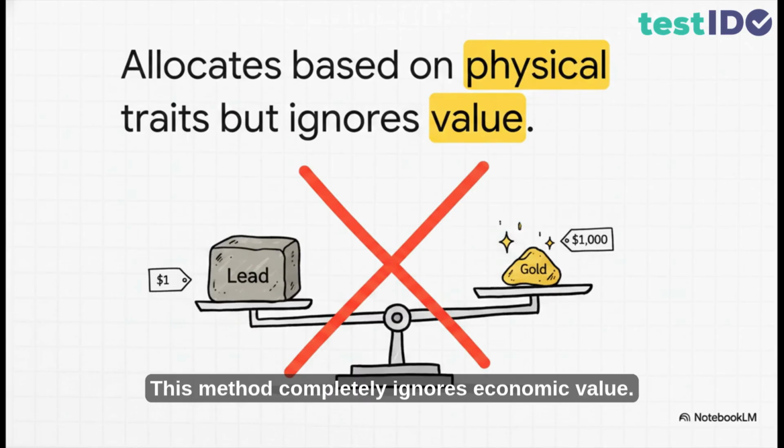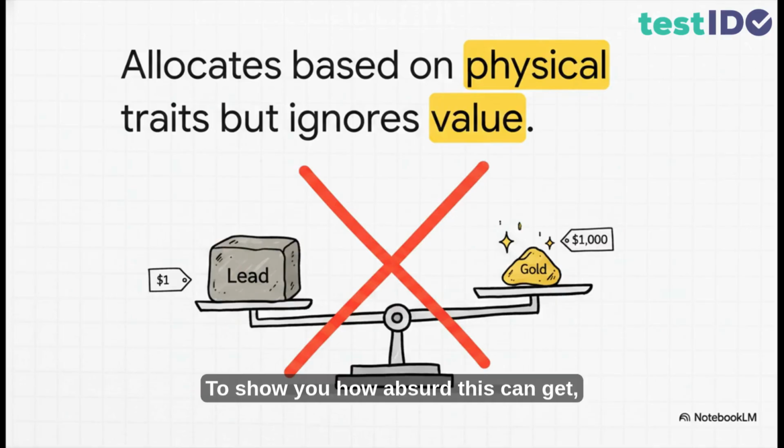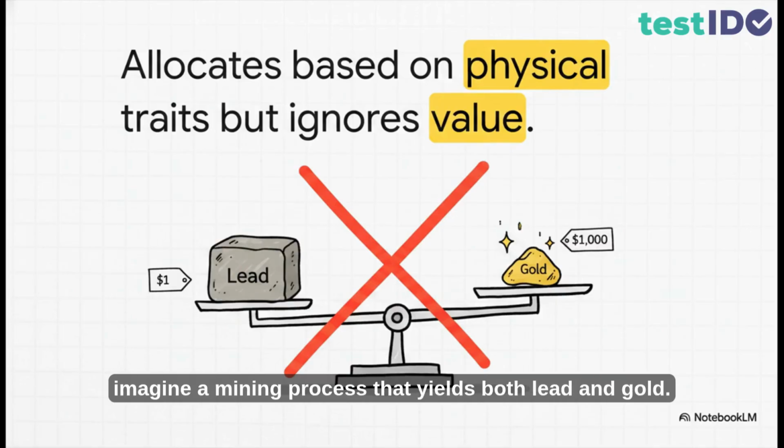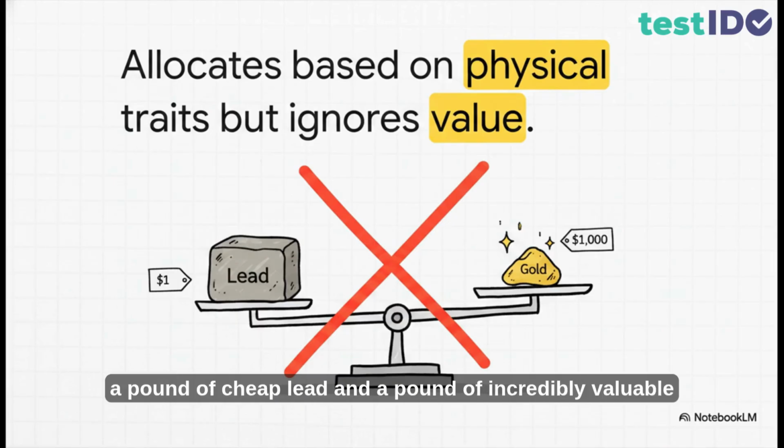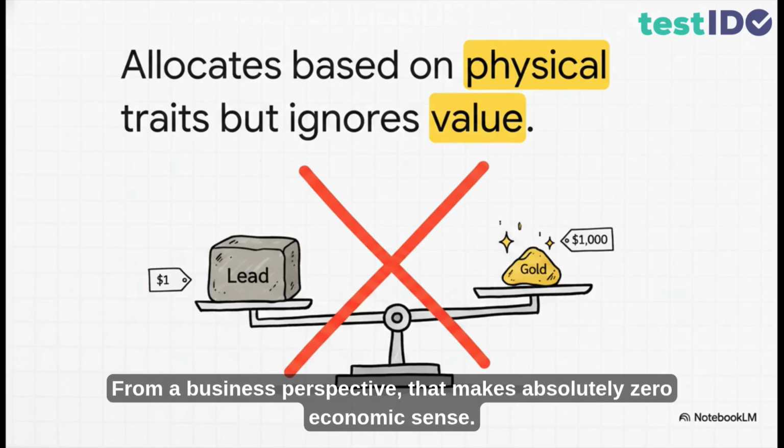This method completely ignores economic value. To show you how absurd this can get, imagine a mining process that yields both lead and gold. If you allocate costs purely on weight, a pound of cheap lead and a pound of incredibly valuable gold would be assigned the exact same cost allocation. From a business perspective, that makes absolutely zero economic sense.